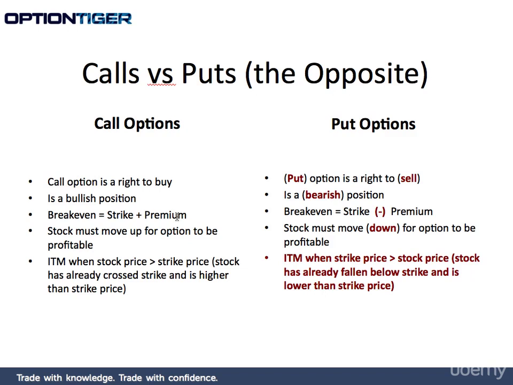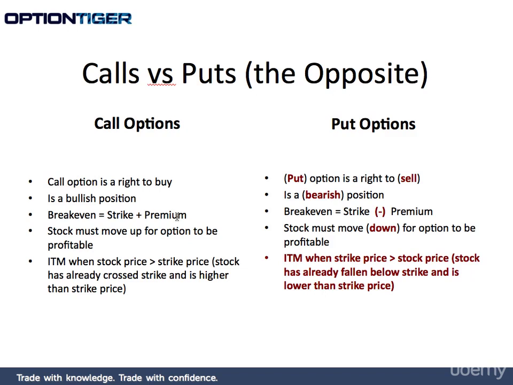In the case of a call option, the stock must move up for the option to be profitable. And in the case of a put option, the stock must move down for the option to be profitable. In the case of a call option, we said that an option is in the money when the stock price or the price of the asset was more than the strike price.